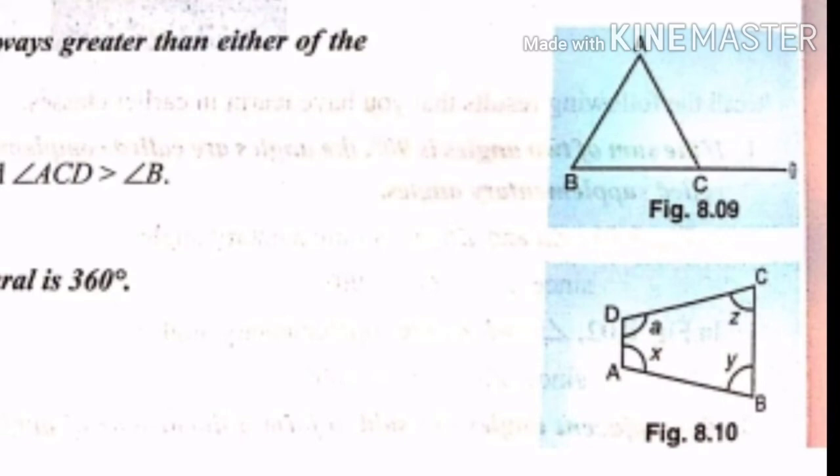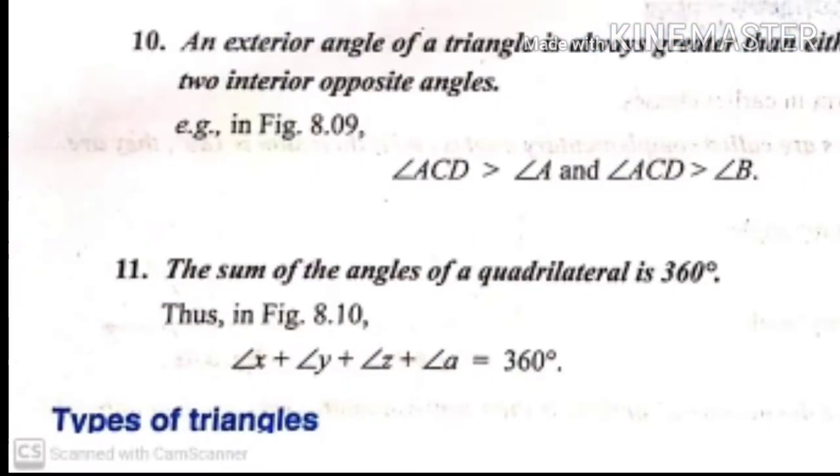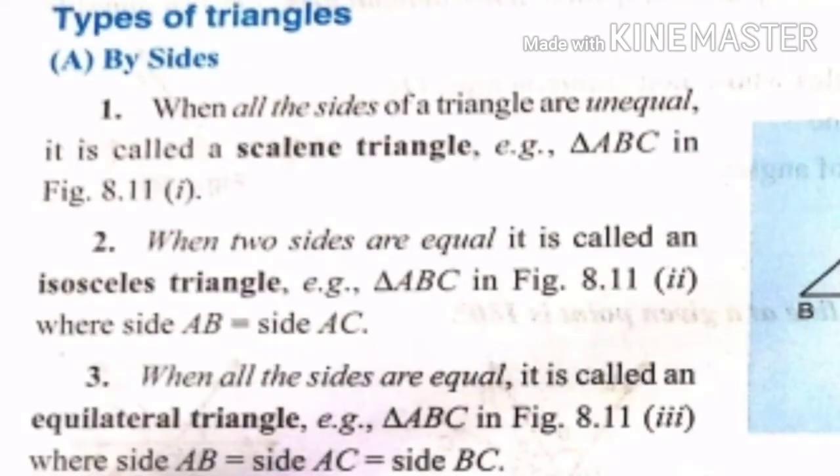In figure 8.10, you can see a quadrilateral in which four angles are there, and the sum of the four angles is always 360 degrees. So let us move on to the next topic, that is types of triangles.